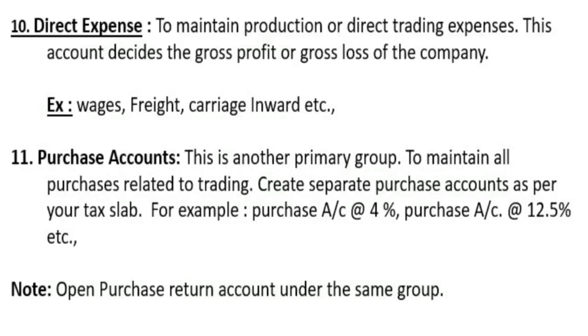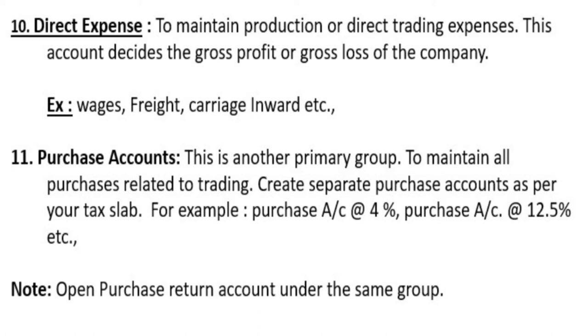Now till now we have seen all the groups related to balance sheet. Now for the profit and loss account. In profit and loss account there are no subgroups. All are primary groups. 10th one, that is the first one in the profit and loss account, direct expense. To maintain production or direct trading expenses. This account decides the gross profit or gross loss of the company.